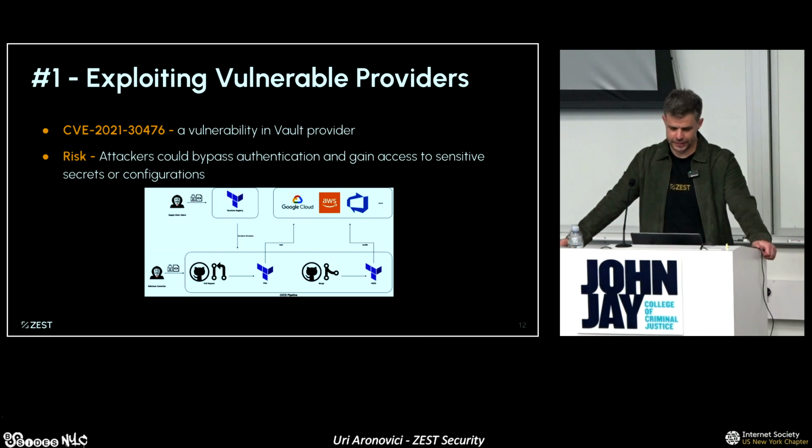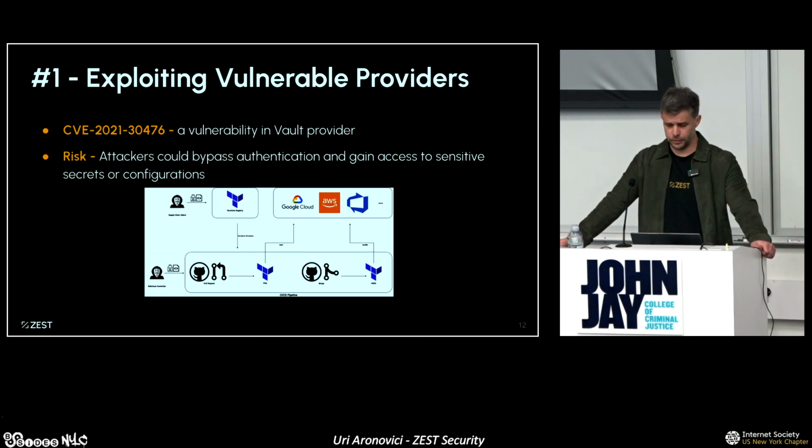This is a CVE from 2021. I faced this CVE three years ago, so it's a real story. This happened in my organization. The vulnerability itself is related to the Vault provider. Vault provider, remember the tiers that I mentioned before? It's one of the official ones that we assume is a secure one.